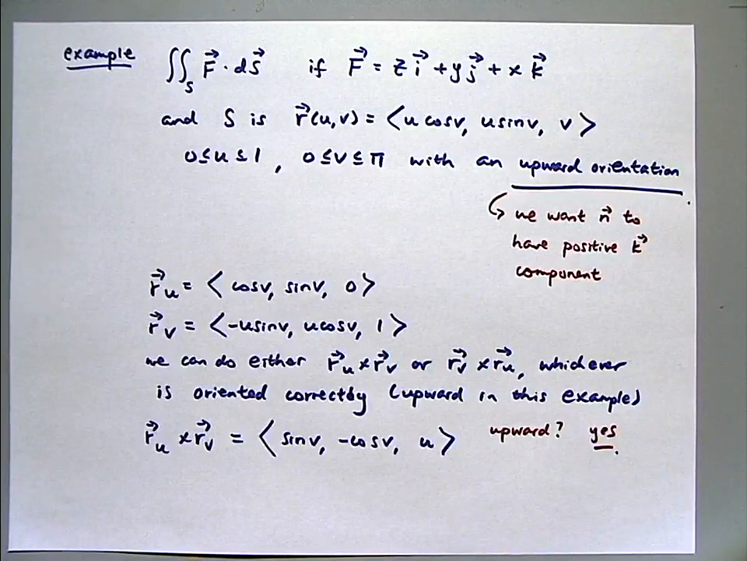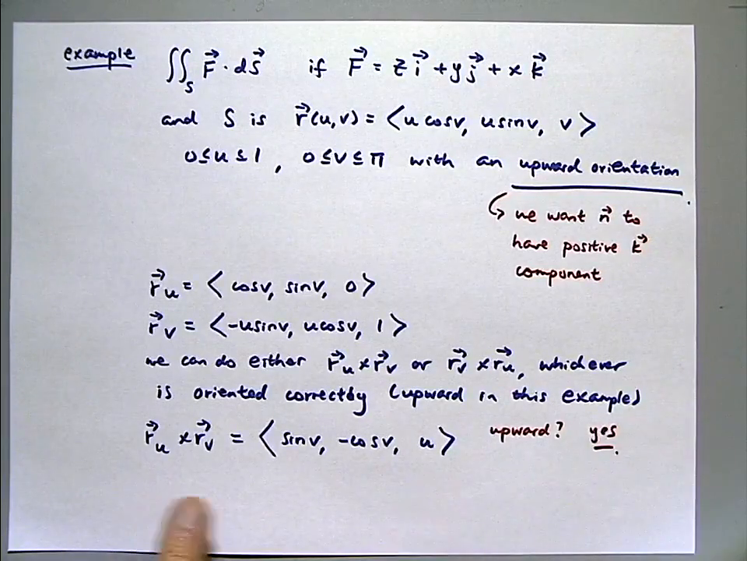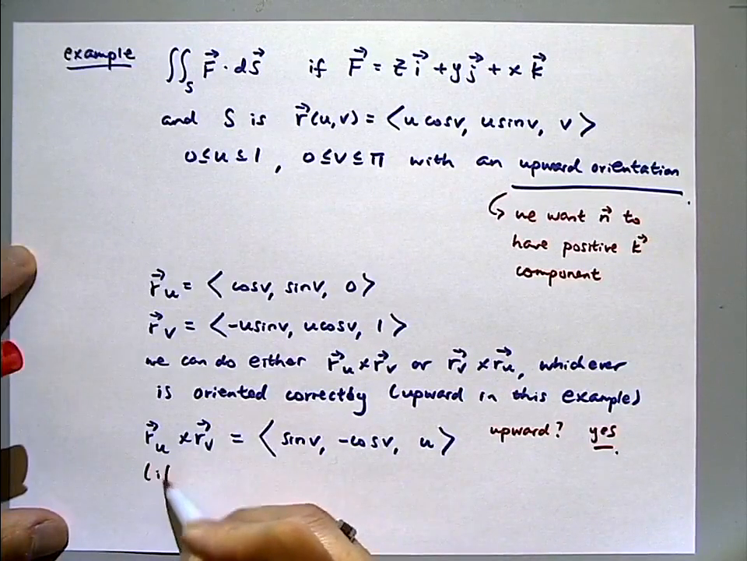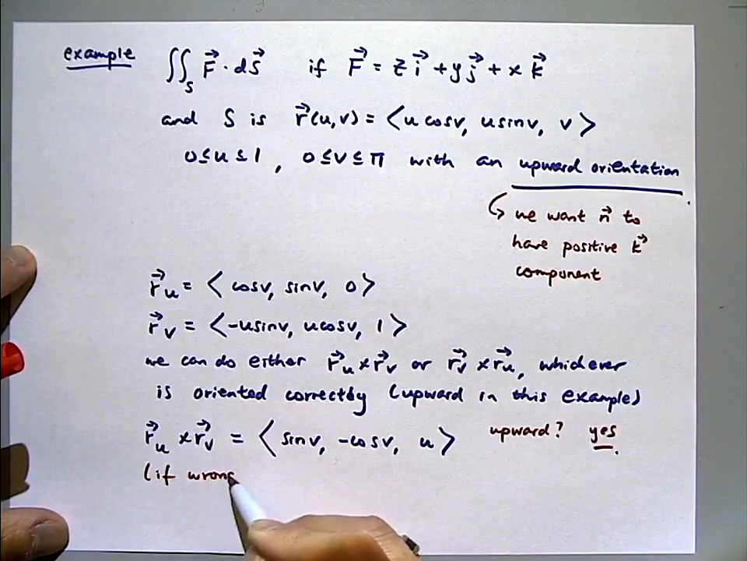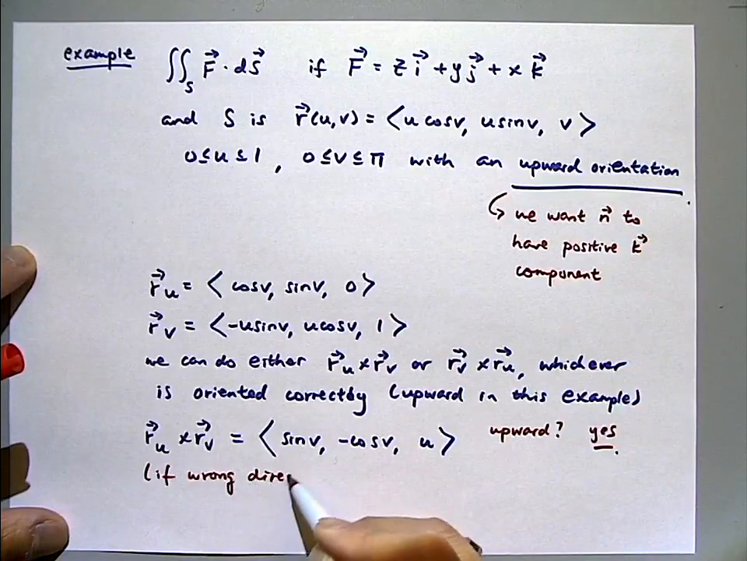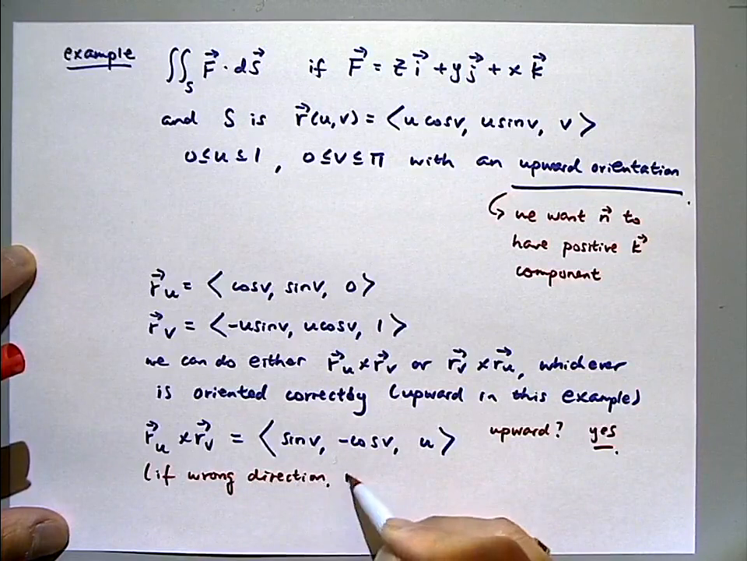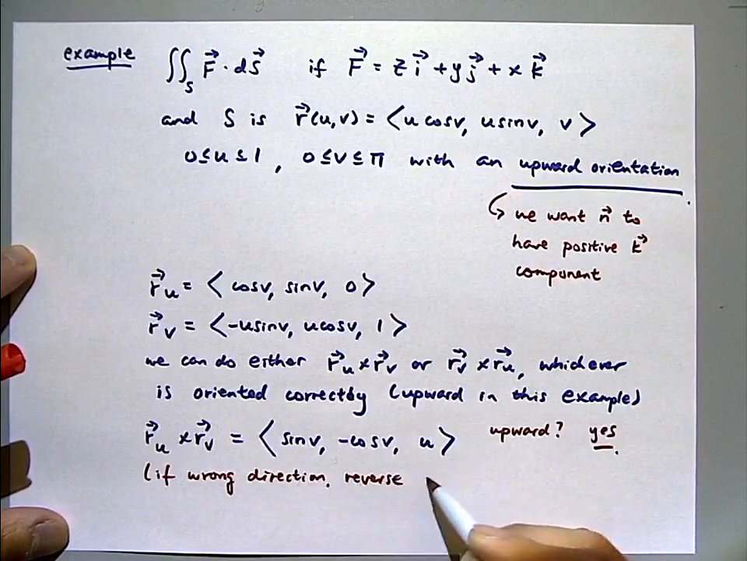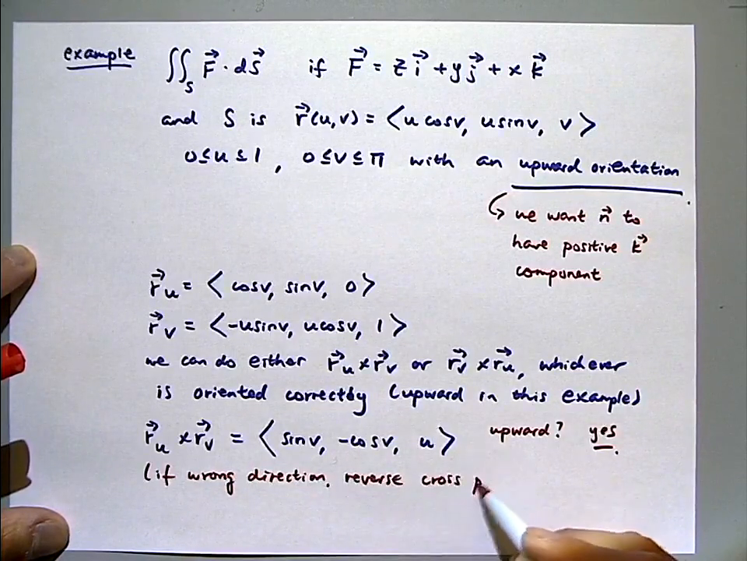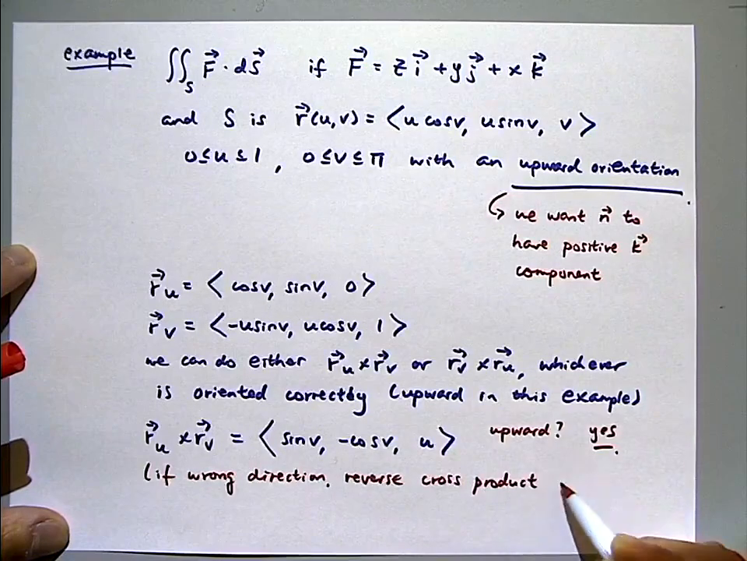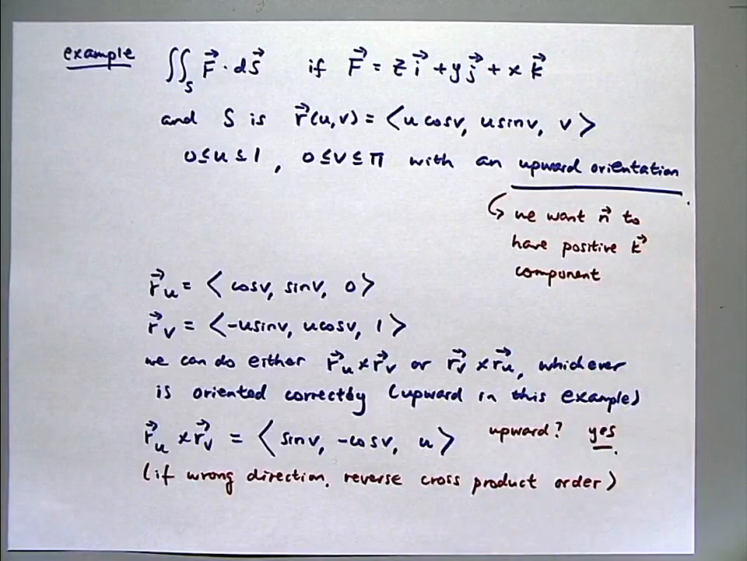Then that meant I used the wrong order. I just flipped around. So if I have a negative u here, that means I should have been doing RV cross RU. So let me write that down. Good question. If wrong direction, reverse cross product order. Okay?